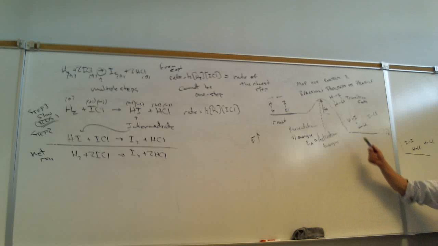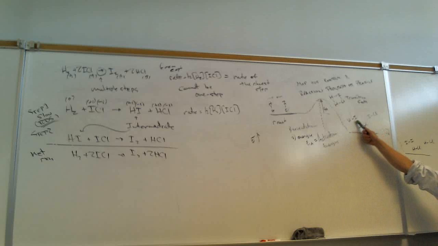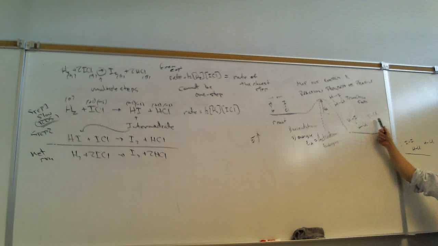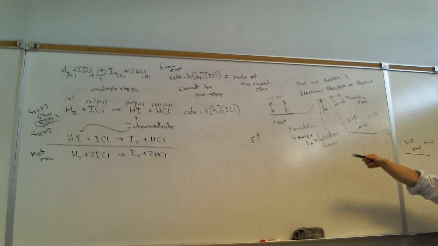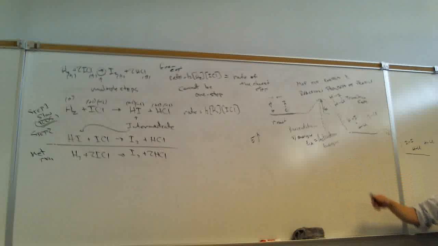So over here, in the second step, it would be first order in HI and first order in ICl. Do you see that? And so we can see how M and N are going to vary. But let's take a look at K.